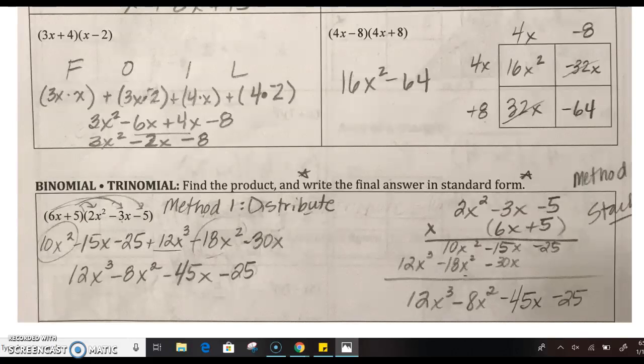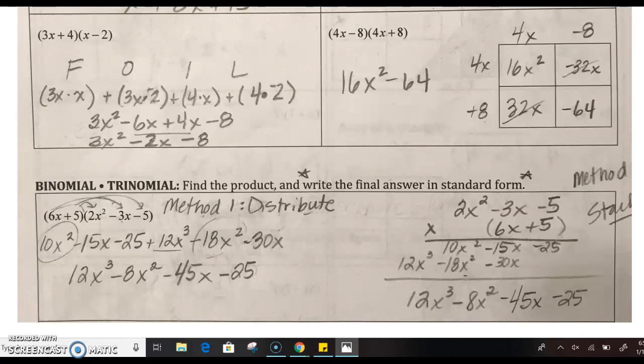Okay, so over here, this is just a different way to organize work. I like to say here we're using a horizontal method. Here we're doing it vertically. I call this just stacking it. So again, think of how you learned how to multiply a 3-digit number by a 2-digit number when you first did that.